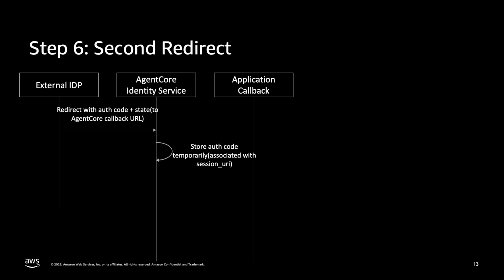AgentCore receives the authorization code and stores it temporarily, associated with the session ID, but it does not exchange the code for tokens yet. Instead, AgentCore redirects to your application's callback URL with the session URI in the query parameters. This is the second hop. Why your app? Because your app needs to verify that the user who just granted consent is the same user who started this flow. Only your app knows who's currently logged in.